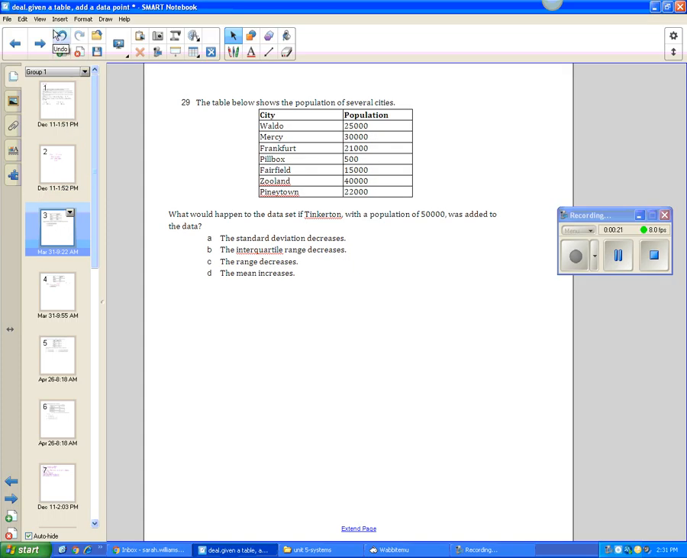So this first problem, the table below shows the population of several cities. What would happen to the data set if Tinkerton with a population of 50,000 was added to the data? A says the standard deviation decreases, B, the interquartile range decreases, C, the range decreases, or D, the mean increases. Well, what I first want you to do is find the standard deviation, the interquartile range, the range and the mean with this table, and don't include Tinkerton with a population of 50,000 for now.